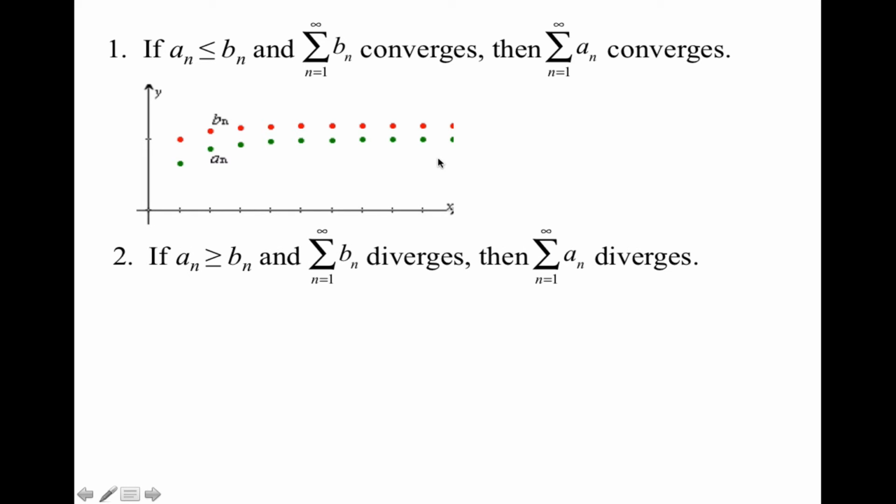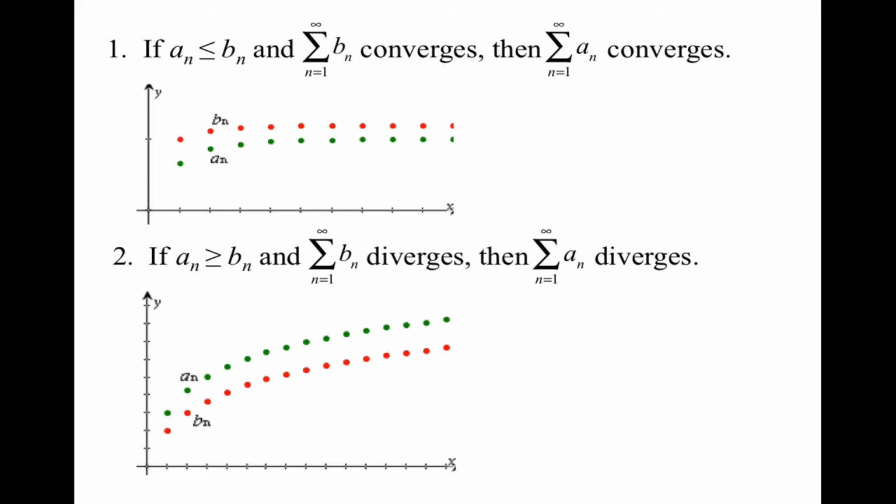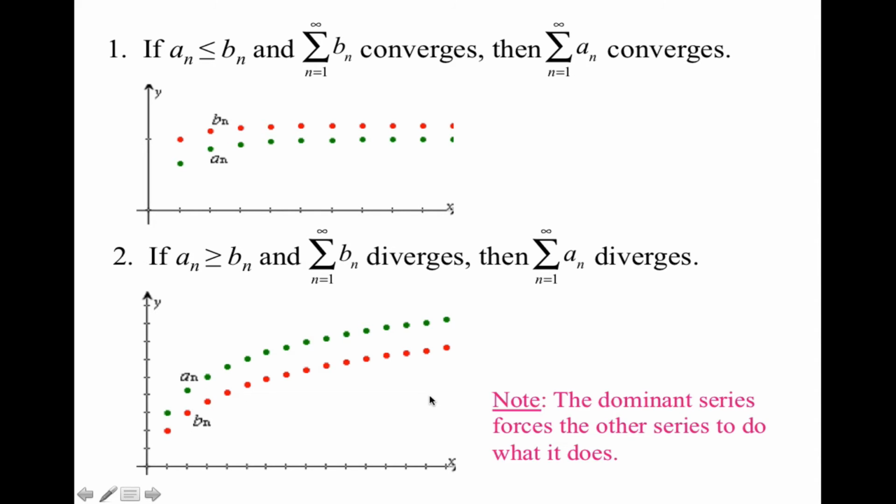If A sub n is greater than or equal to B sub n, and the series of B sub n diverges, then the series A sub n also diverges. So graphically, here we have the A sub n sequence, which is larger than the B sub n sequence. And if B sub n diverges, therefore it forces A sub n to also diverge. And just keep in mind that when you are doing this, the dominant series forces the other series to do what it does.